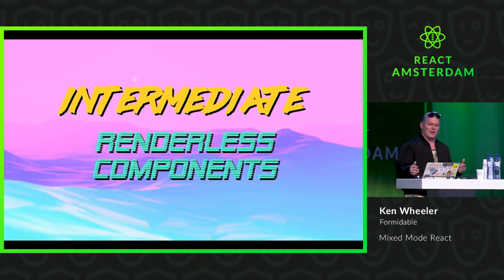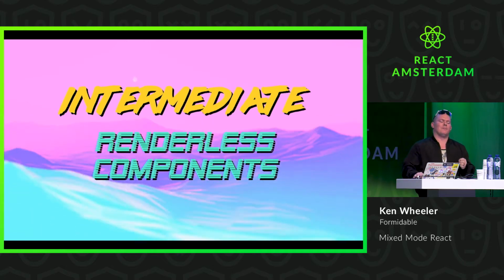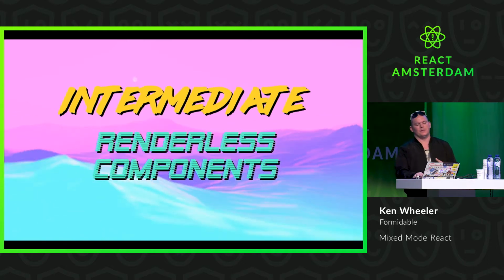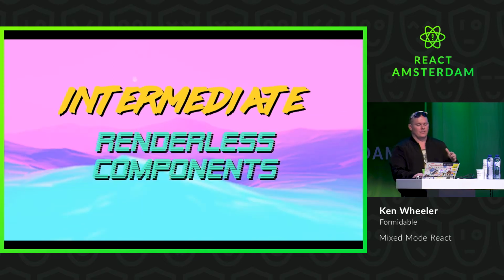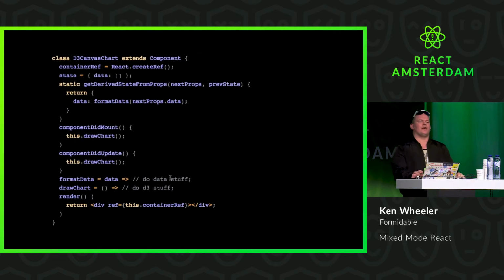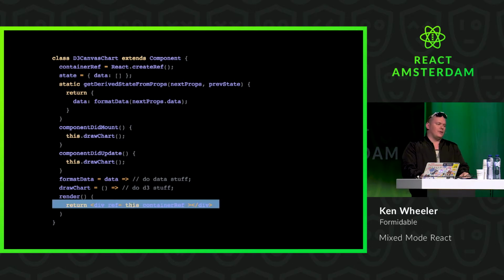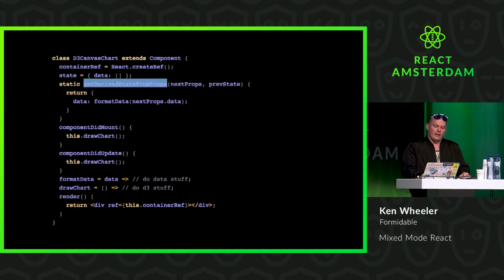Neither is this, but I'm still going to go through it, which is a more intermediate level. Those first ones are so simple. This one ups the ante a little. If you wanted to do something like a D3 chart in Canvas, a lot of the time you're going to render your container and put a ref on it, and then up here you're going to have your data come through, right? You're going to have the derived state from props. I'm using it, Dan. Deal with it.